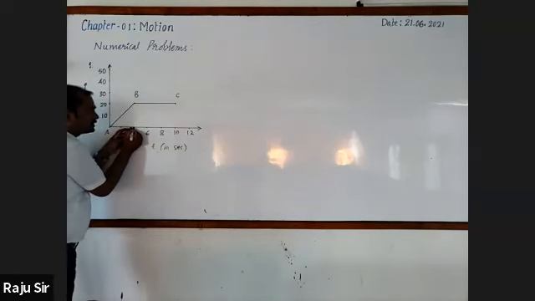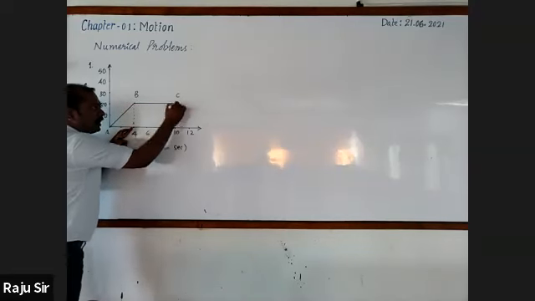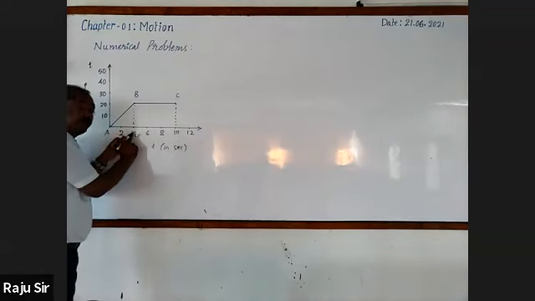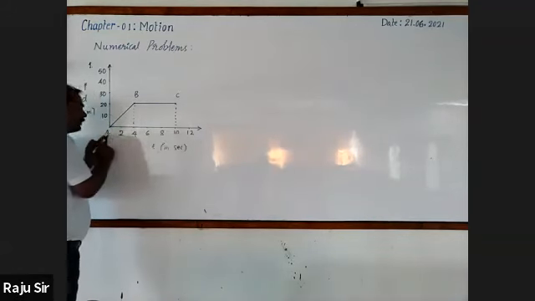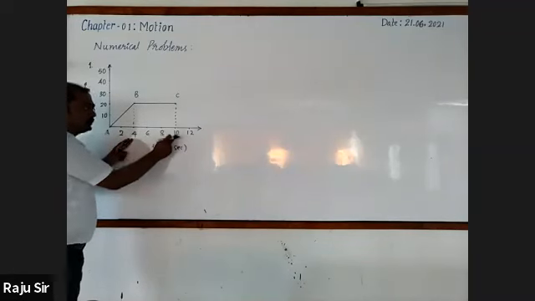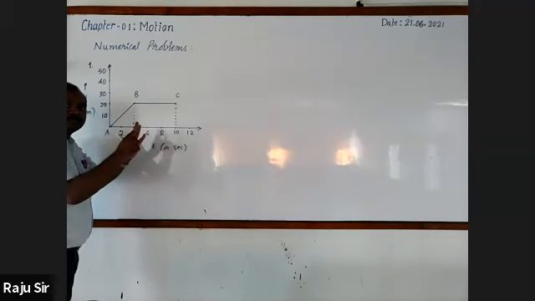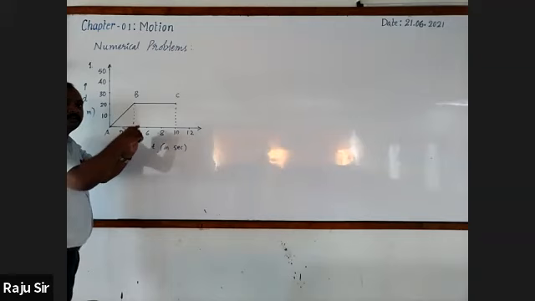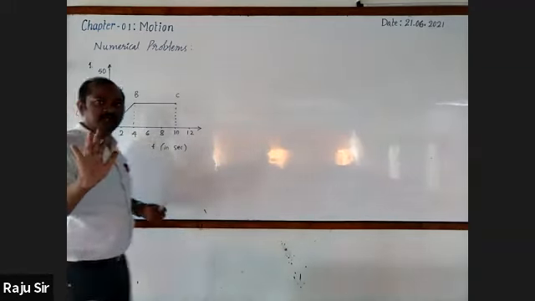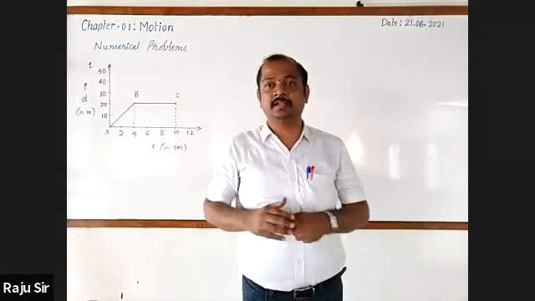From 4 seconds, up to 10 seconds, the body has taken the rest from 4 seconds to 10 seconds, not from 0 to 10 seconds. From 4, you will count 5, 6, 7, 8, 9, 10. Total 6 seconds. Got it? The body has taken the rest for 6 seconds.